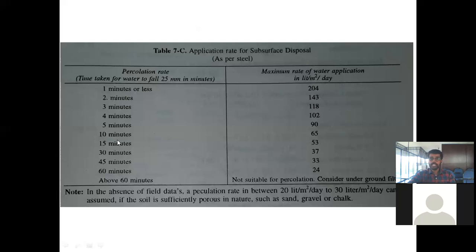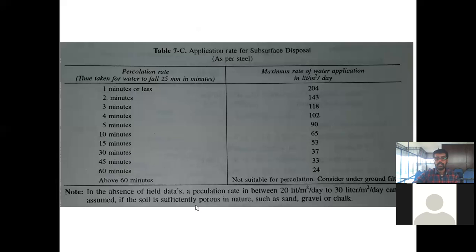Okay, if it takes 10 minutes, 65 is the percolation rate. If it takes 30 minutes for the water to fall 25 mm, its percolation rate is 37. So this changes according to the type of soil.